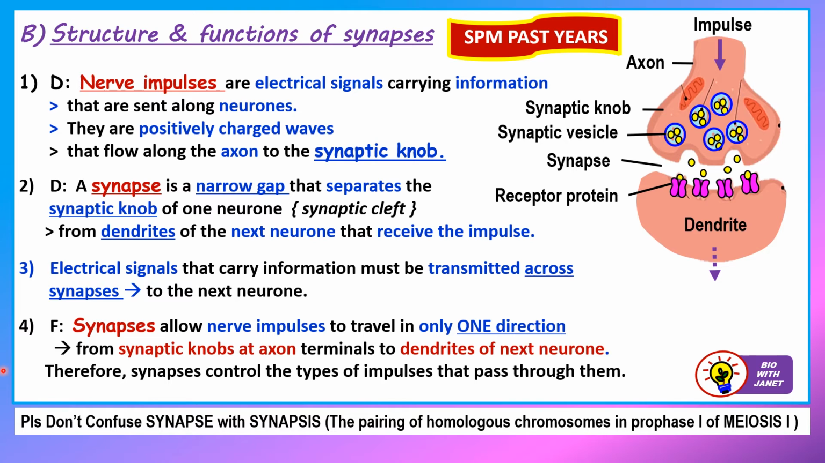Now, please don't confuse synapse with synapsis. Let's look at the note at the bottom. Synapsis, if you can recall, in chapter 6, is the pairing of homologous chromosomes in prophase 1 of meiosis 1, during cell division. Whereas synapse is the narrow gap that separates the synaptic knob of one neuron from the dendrites of the next neuron. The plural form of synapse is synapses. You add an S here. So the difference is synapses with an S-E-S ending, and synapsis with an S-I-S ending.